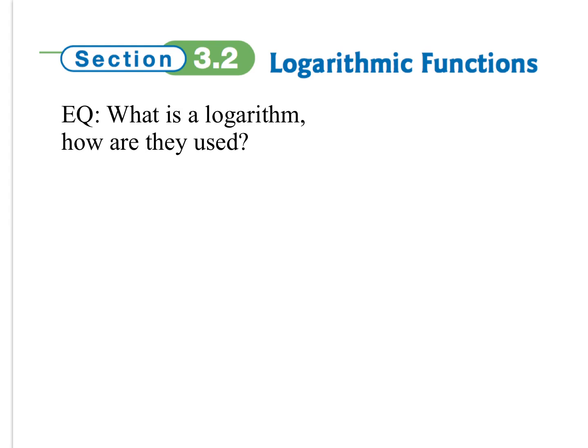Alrighty, this is for section 3.2, logarithmic functions. Your essential question is, what is a logarithm and how are they used?